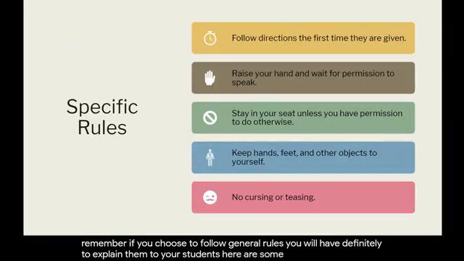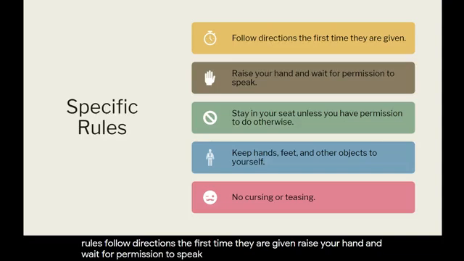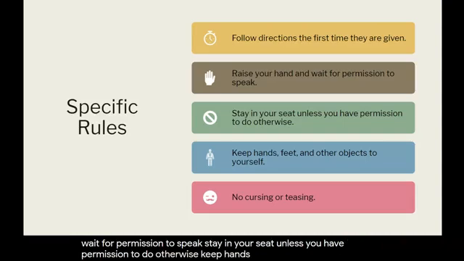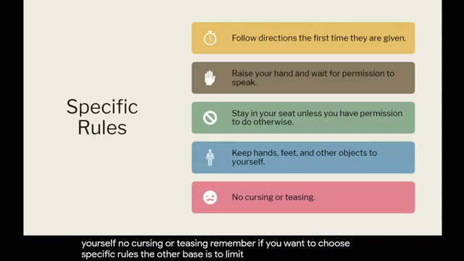Here are some examples of specific rules. Follow directions the first time they're given. Raise your hand and wait for permission to speak. Stay in your seat unless you have permission to do otherwise. Keep hands, feet, and other objects to yourself. No cursing or teasing. Remember, if you want to choose specific rules, the advice is to limit them to no more than 5.